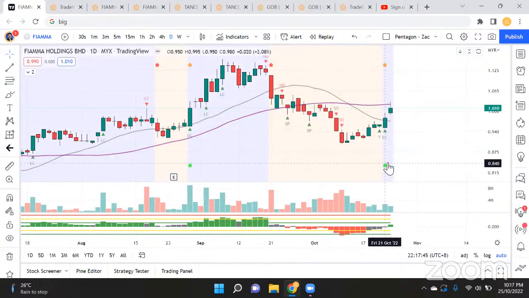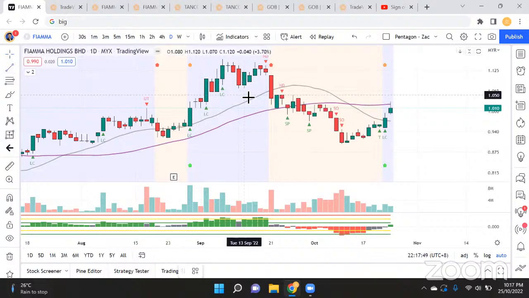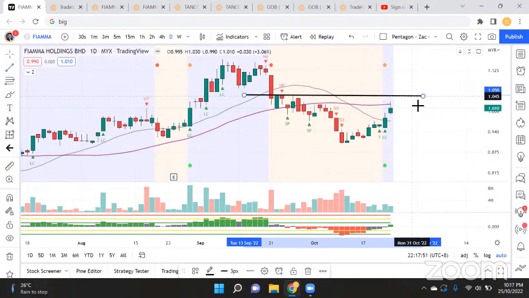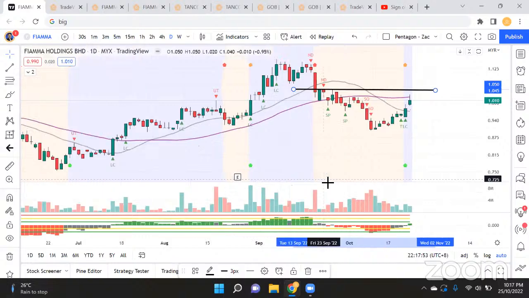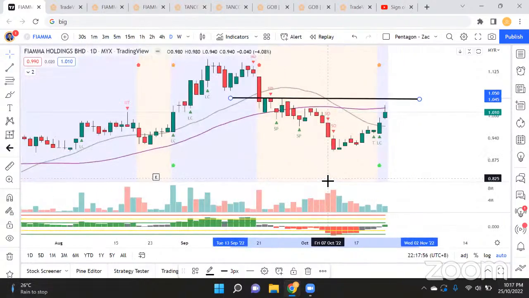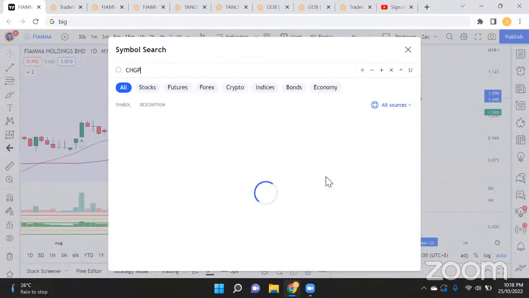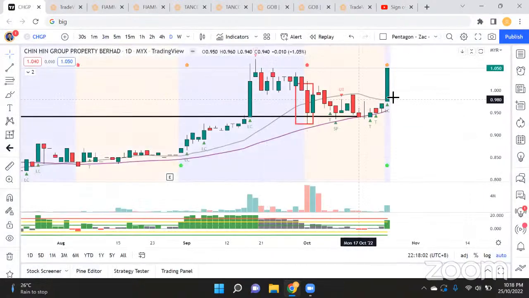Okay, volume is not that high. So I think maybe aim for a quick inverse pullback for Fiamma. But I think so far lots of counters are also moving pretty nicely. So maybe you want to focus on those first. I think CHGP. Okay, let's do the CHGP.